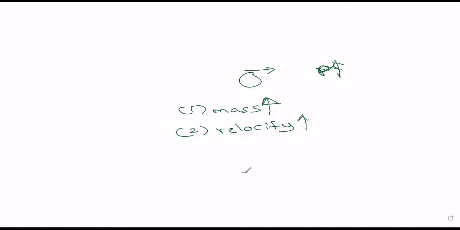Now see, the bullet is coming like this. Is it possible for you to stop it? The bullet is not heavy, but it has a high velocity. So because of that high velocity only, children, it is difficult for you to stop the motion of that bullet.